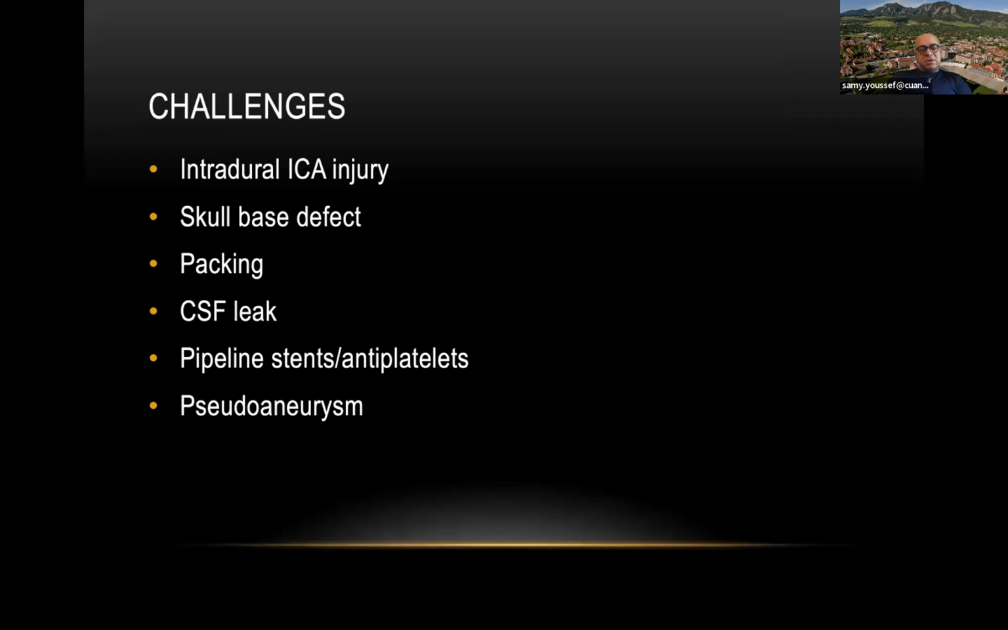So the problem was intradural arterial injury, that you have a skull base defect connected with the CSF. You have to pack. The muscle would not work if you don't see the defect there. The risk of CSF leak. The pipeline does not short-term solve the pseudoaneurysm problem. So you still have to deal with that. And that would be with the muscle graft like we did from the outside. That's what made the pseudoaneurysm disappear. So that's how we handled this case.